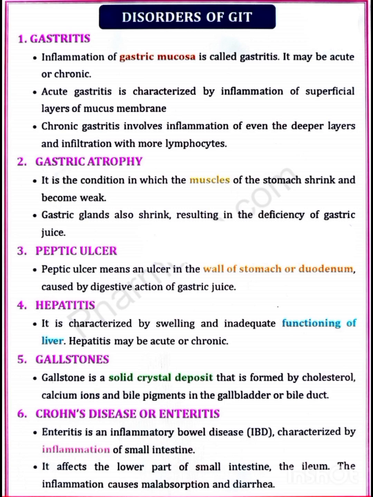Second one, gastric atrophy. It is the condition in which the muscles of the stomach shrink and become weak. Gastric glands also shrink, resulting in deficiency of gastric juice. Third one, peptic ulcer. Peptic ulcer means an ulcer in the walls of the stomach or duodenum caused by the digestive action of gastric juice.